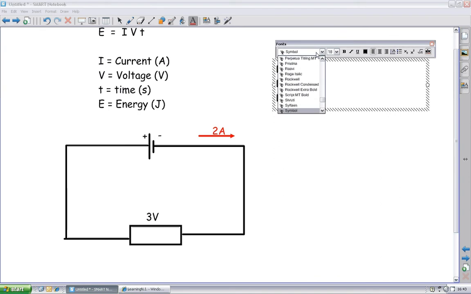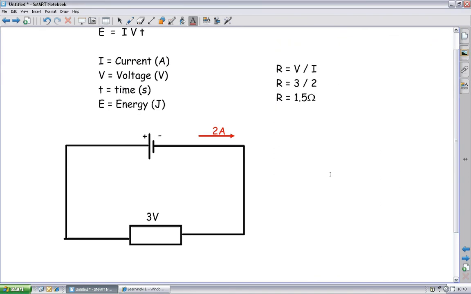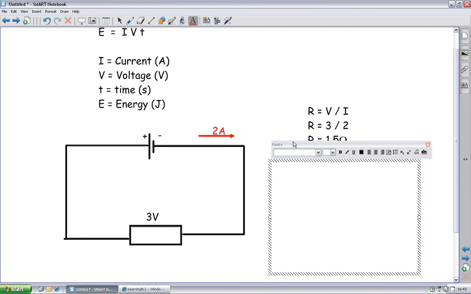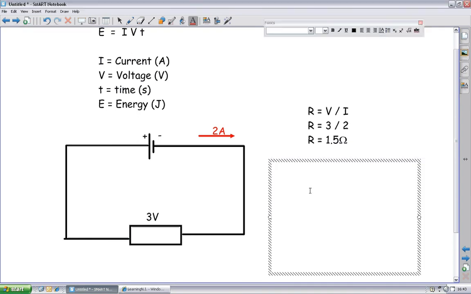Just to remind us from earlier videos, Ohm's law still works here. So for this whole circuit, that's a 1.5 ohm resistor. Now what we really want to know is how much energy this thing's using up over a given time. So let's give ourselves a time period. Let's say 30 seconds.